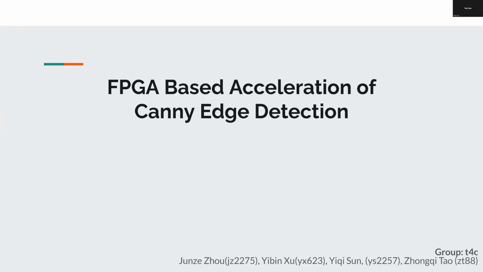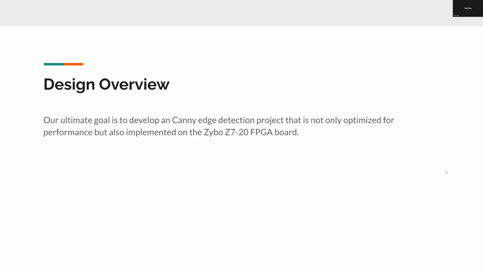This is Group T4C. Our topic is FPGA-based acceleration of Canny edge detection. So here's our design overview. Our ultimate goal is to develop a Canny edge detection project that is not only optimized for performance, but also implemented on the specified FPGA board.